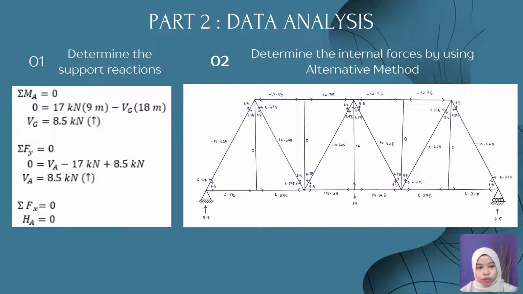We go through the manual calculation. First, we need to determine the support reactions. So we get VG and VA equal to 8.5 kN, while HA equal to 0. So next, to determine the internal force, we use the alternative method, which is the easiest one. The right figure is the internal force that we get from the alternative method.